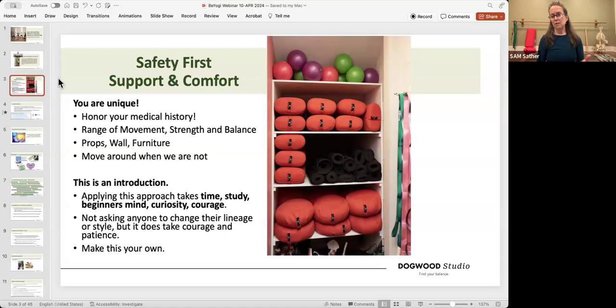Part of this talk is about the uniqueness of every one of your students as a teacher. You are unique as well, of course. So honor your medical history, your range of motion, your strength, balance. I have a few props behind me: a mat, a blanket, these things called Gertie balls, which are in a picture on the screen, and a block. Again, you can take this training more as watching and listening. You might be at your desk eating lunch, for example, and then play later.